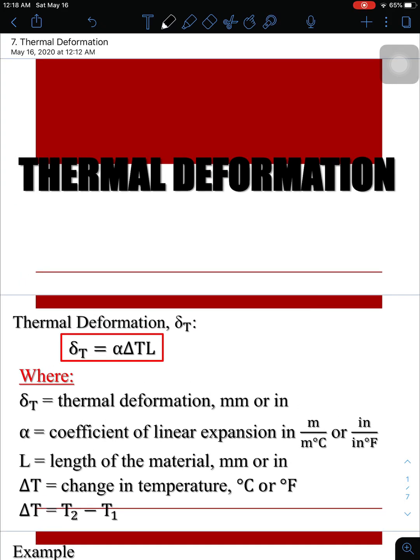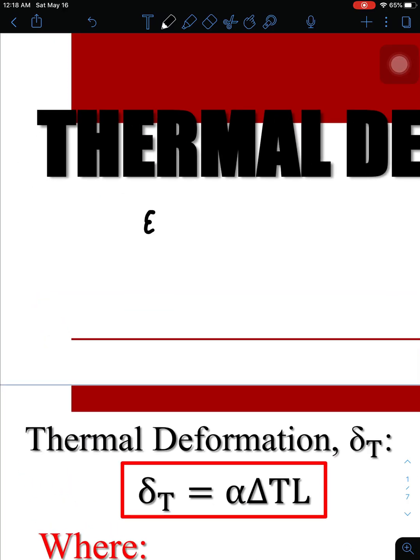Okay, let us continue with thermal deformation. This is somehow just a continuation to the strain topic. Remember that strain was the ratio of deformation per unit length, and that we had the description of modulus of elasticity as just a ratio of stress over strain.